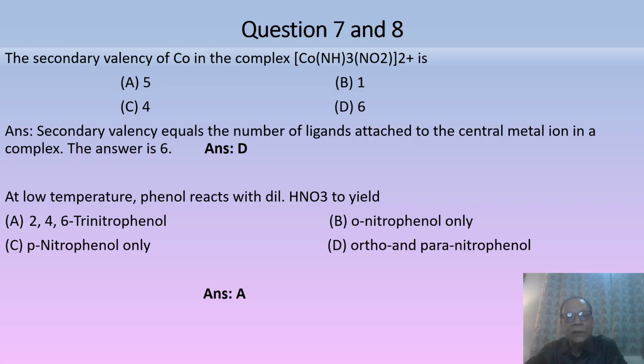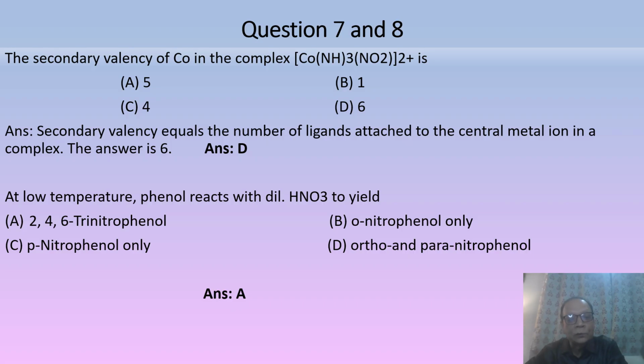It is D. The reason is that there are six ligands. The secondary valency equals the number of ligands attached to the central metal ion in a complex. The answer is 6, and therefore the choice that we have to mark is D.